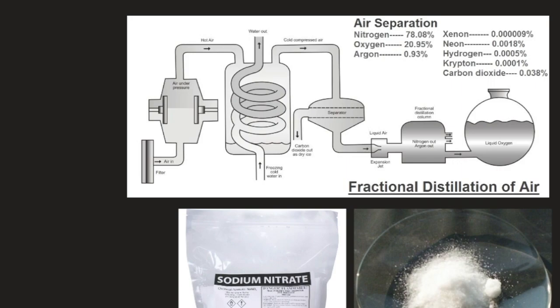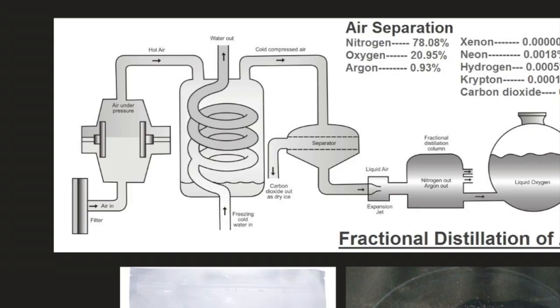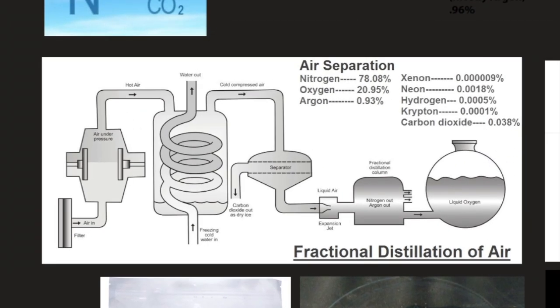You can separate the nitrogen gas through fractional distillation, which involves separating the air. You take the air in, you pressurize it, you make it hot, and then you cool it down, which changes its state with freezing cold water. The air gets compressed, it's cold, it gets separated, and the carbon dioxide comes out as dry ice because it's so cold that it freezes at different temperatures, so it gets separated from the other surrounding air.